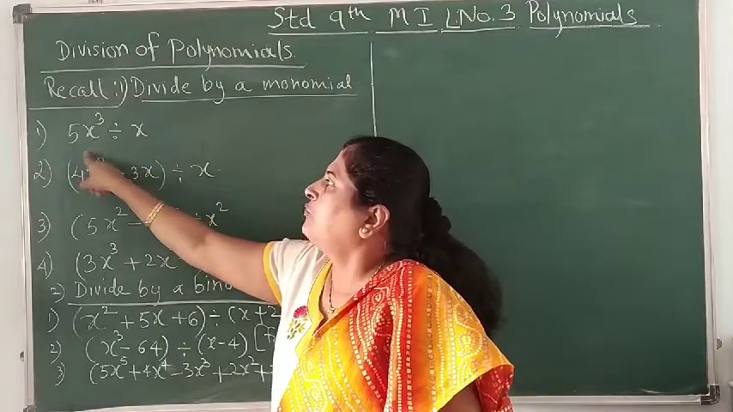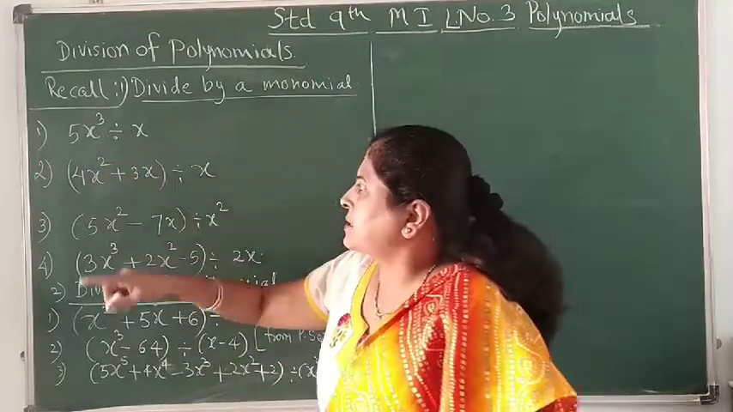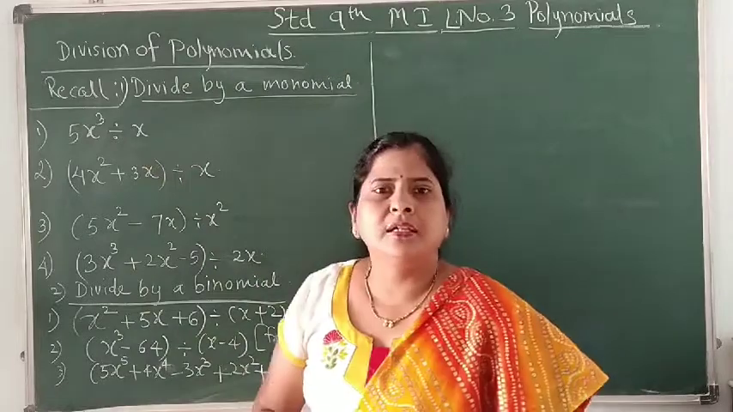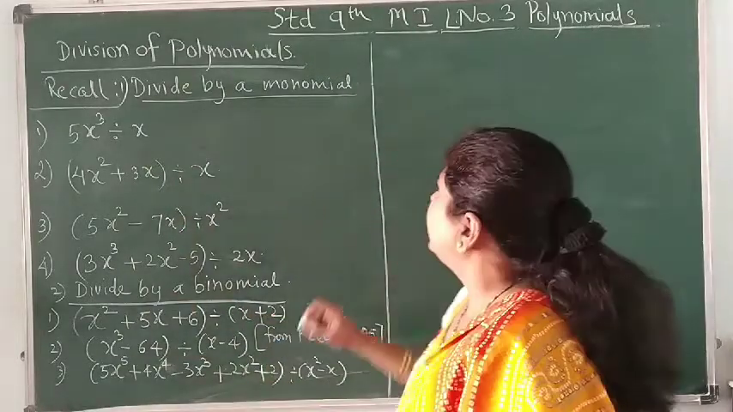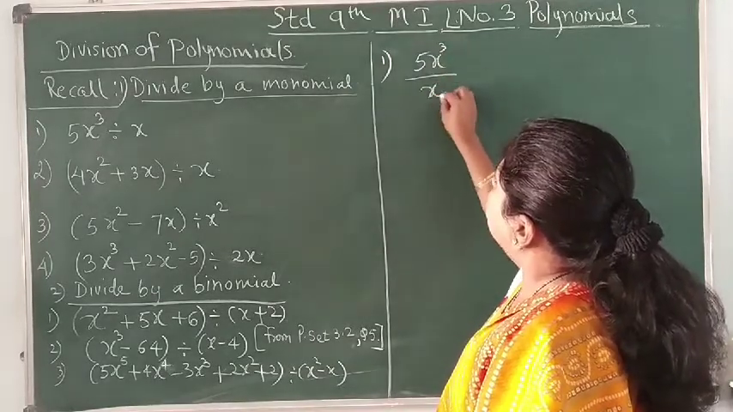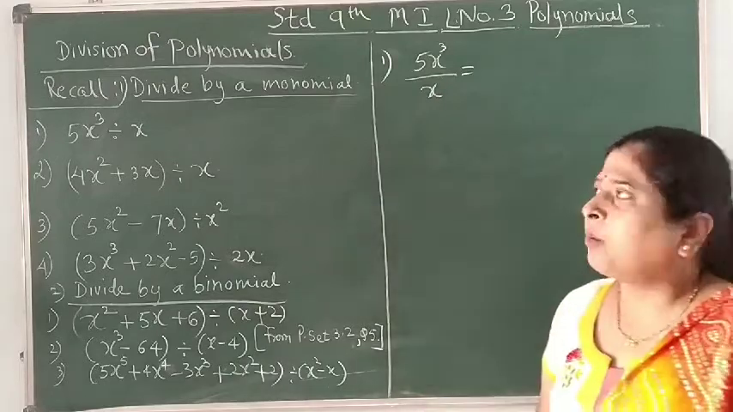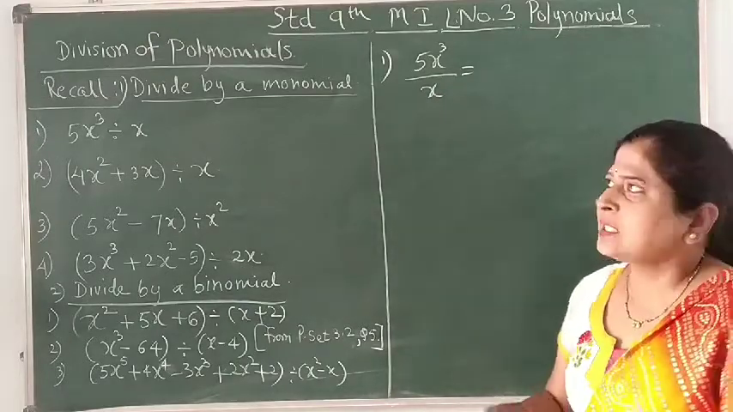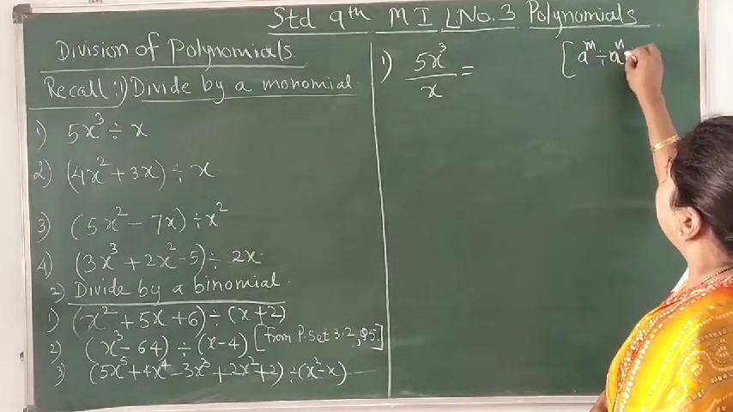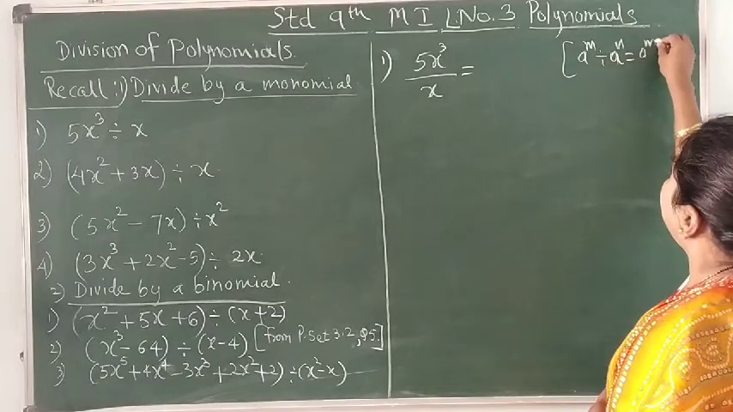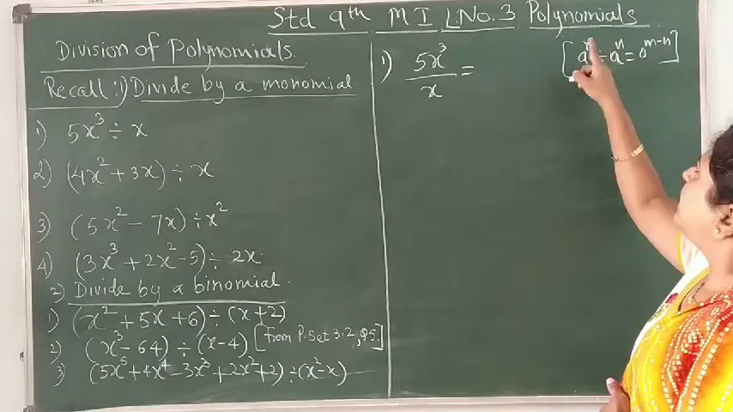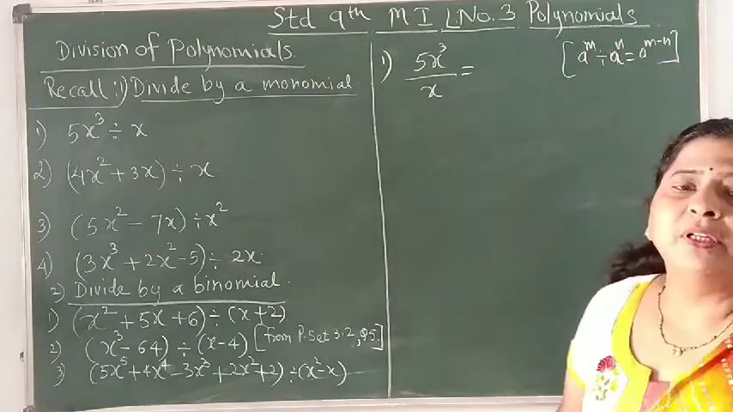This is the first term 5x cube, which is divided by x. Now the dividend is 5x cube, which is a monomial, as well as the divisor is also a monomial, only x. So let's see how to do this. So 5x cube, if it is divided by x, if we write in this numerator upon denominator form, then we can use the law of indices. What is the law of indices? If a raised to m divided by a raised to n gives us a raised to m minus n. So using this law, when the base is same and when there is a division, we have to do the subtraction of the index.